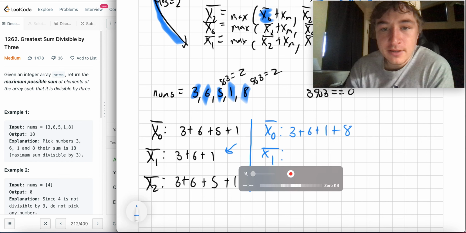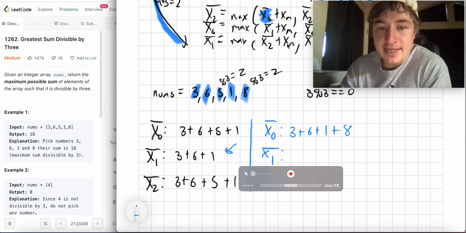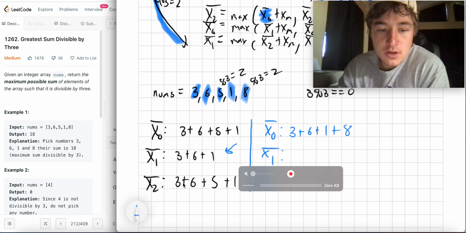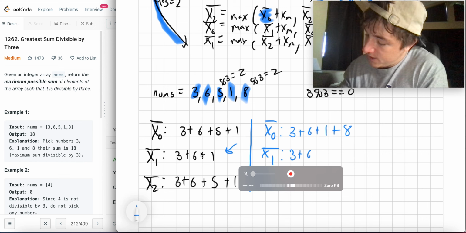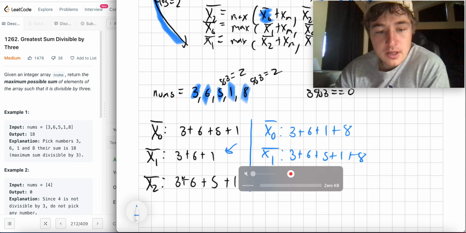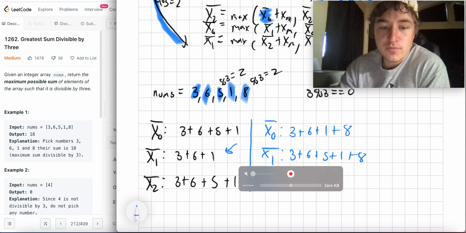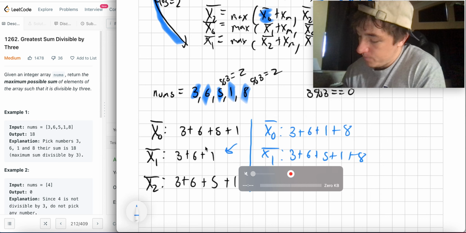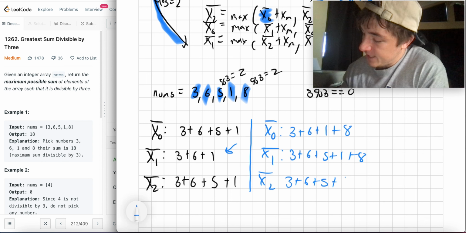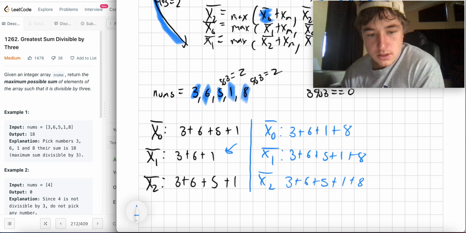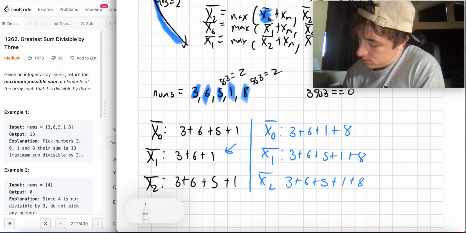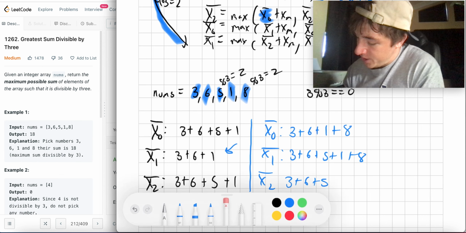And then x1 equals the max of x2 plus xm, or whatever x1 was before. So it'd be better to use this plus the newest number 8 than use the previous thing. So we get 3 plus 6 plus 5 plus 1 plus 8. And then x2 equals whatever x0 was before plus xm, if it's better. 3 plus 6 plus 5 plus 1. Yep, plus our newest number. So then at the end, yeah. Whatever. The last two I might have messed something up here.